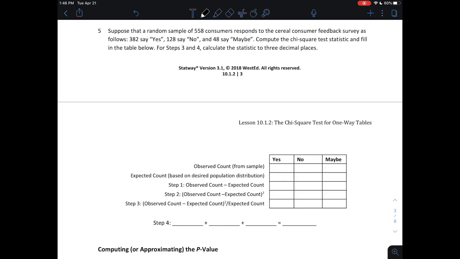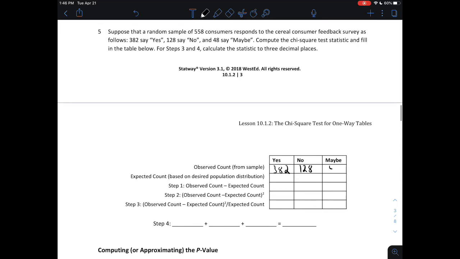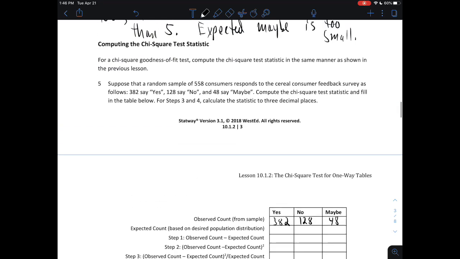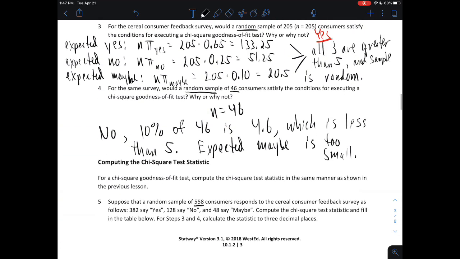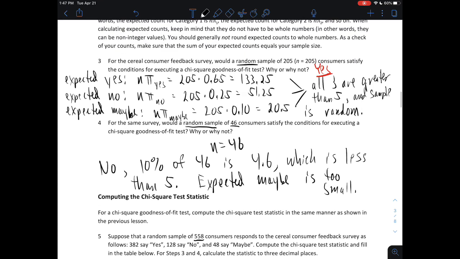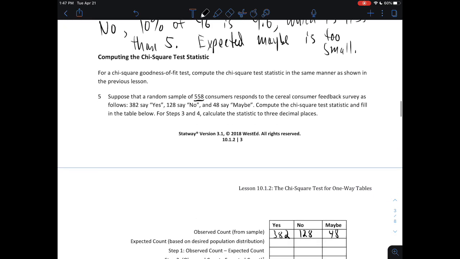So that would be 382. And then 128 said no. And then 48 say maybe. Then we need the expected counts. Now we don't have these calculated yet because notice the sample size here is 558, which is not the same thing that we had in numbers 3 or 4. So we're going to have to do the same thing that we did for number 3 again here.